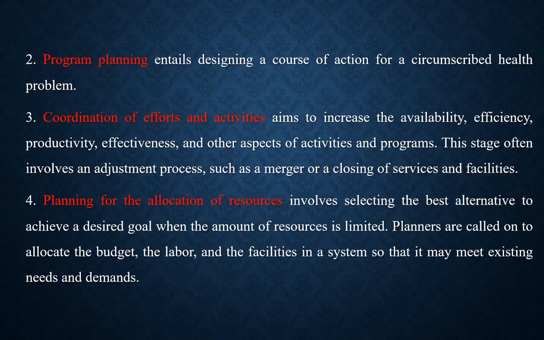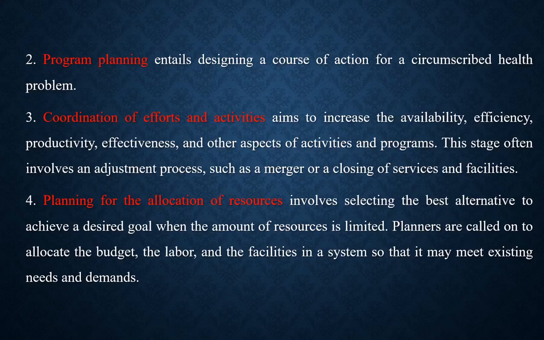Number three is coordination of efforts and activities. It aims at increasing the availability, efficiency, productivity, effectiveness, and other aspects of activities and programs. This stage often involves an adjustment process such as merger or closing of services and facilities. That means whatever activities, actions or efforts we follow are for the well-being of the people. So the facilities that are needed should be provided, and those which are not needed should be closed.